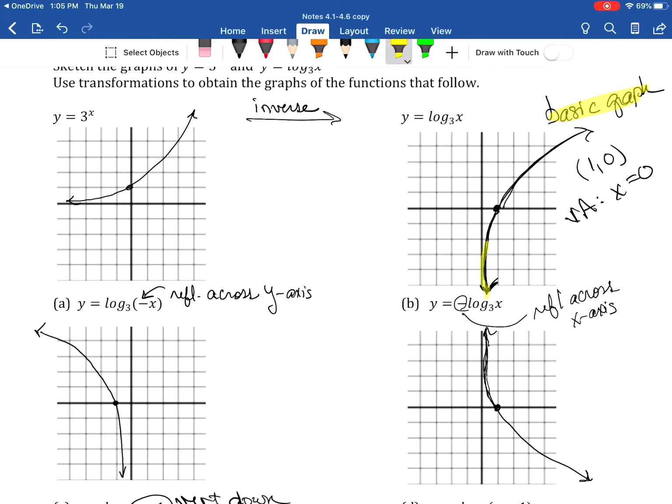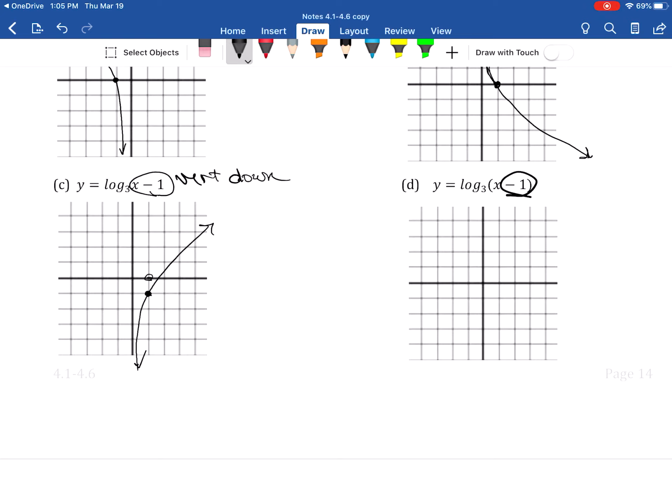Finally, example D, this negative 1 means a horizontal shift. We go to the right by 1 unit. So the initial point of (1, 0) goes to the right, becomes (2, 0). And this time the vertical asymptote moves as well. Instead of the line x equals 0, it's going to become the line x equals 1. So sketch that in there and keep the same shape otherwise. And it goes something like that.